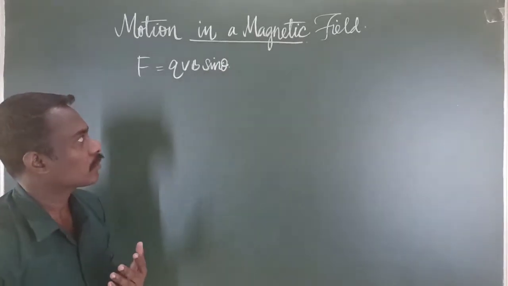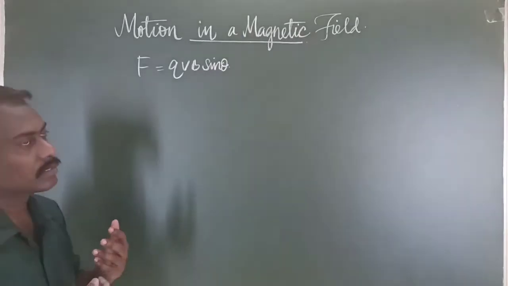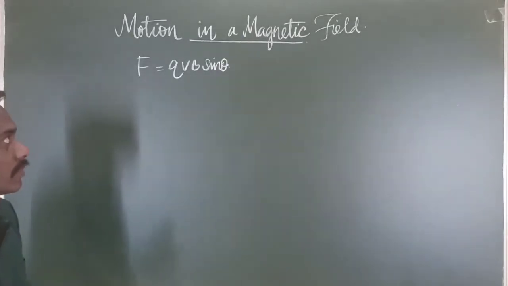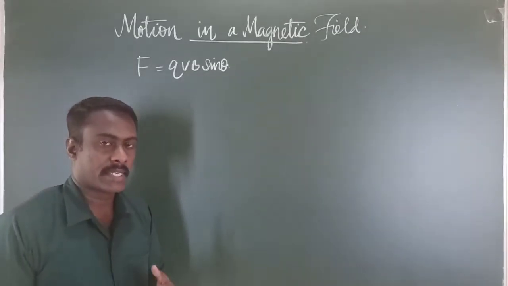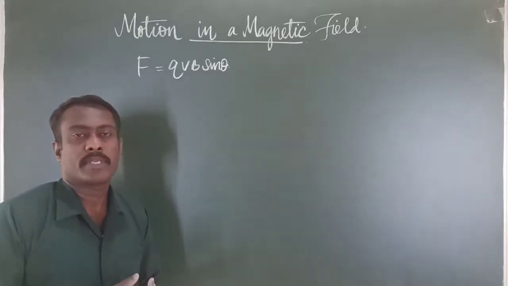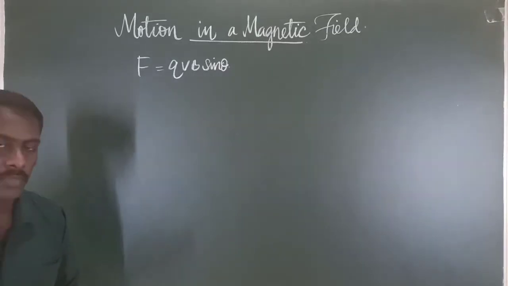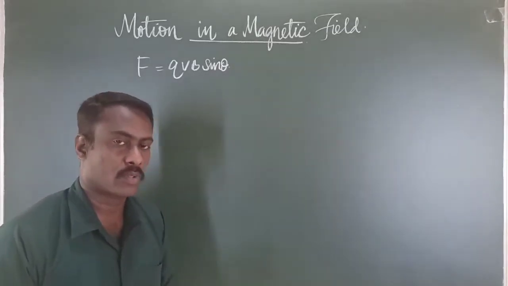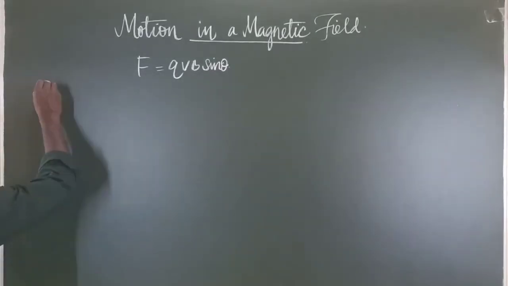Now here we are going to describe the motion of a moving charge in a magnetic field. If a moving charge enters an external magnetic field, what will be the force exerted on that moving charge under the influence of the external field? Let us see the first case.